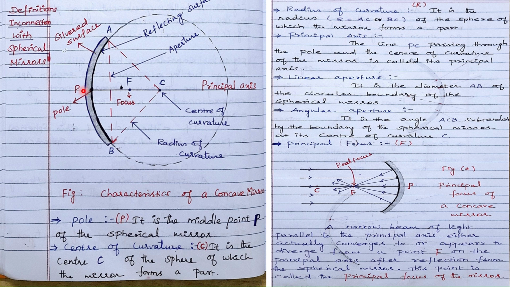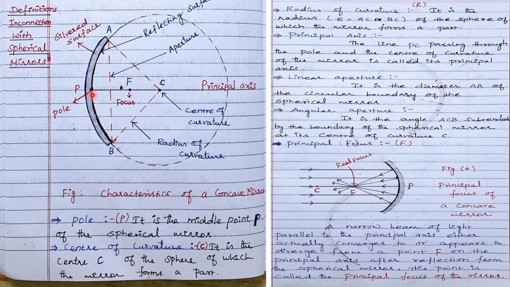So that is point P, point C and point F. What are the definitions for point P, point F and point C? The first one is the pole, denoted by the symbol P. It is the middle point of the spherical mirror. In the spherical mirror, this is the middle point. Pole, denoted by the symbol P, is the middle point of the spherical mirror. Very clear with that.